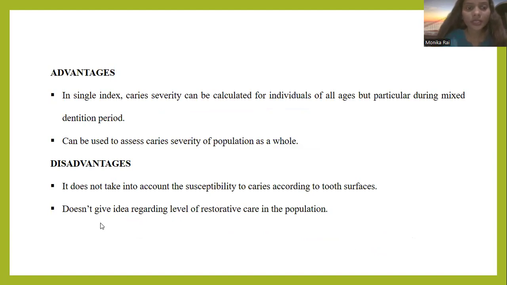The advantage of this is, in a single index, caries severity can be calculated for individuals of all ages, particularly during the mixed dentition period, and can be used to assess caries severity in the population as a whole. The disadvantage is that it does not take into account the susceptibility to caries according to tooth surface, and does not give an idea regarding the level of restorative care in the populations.